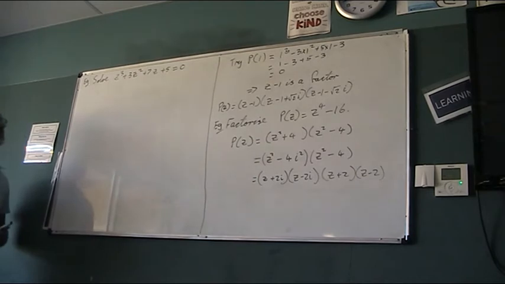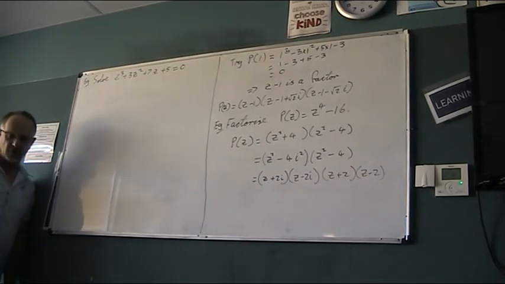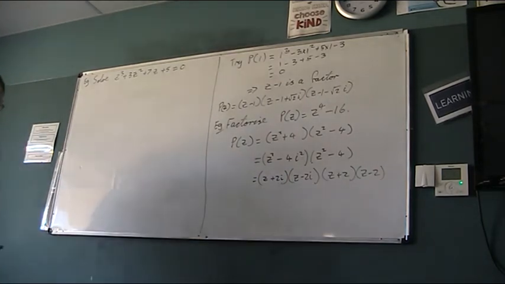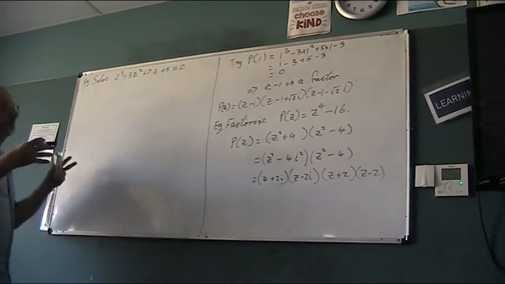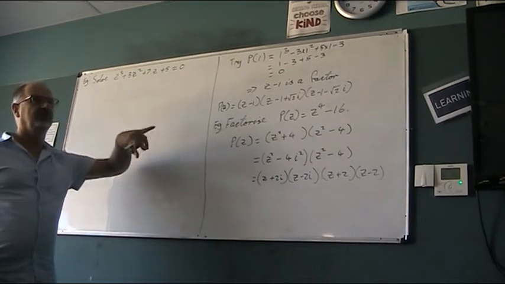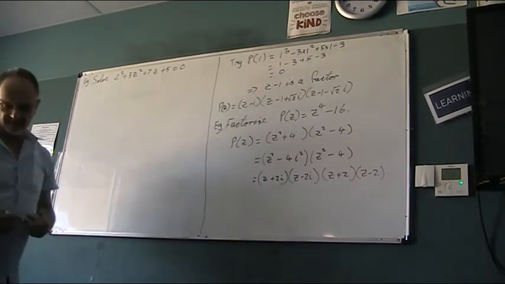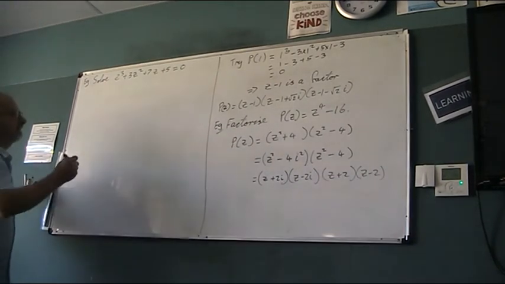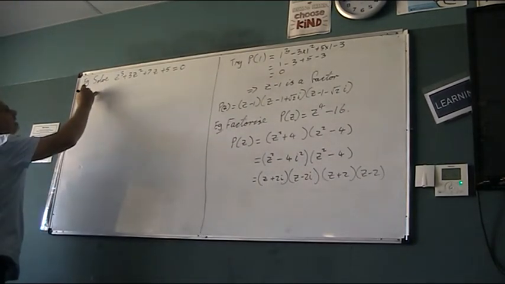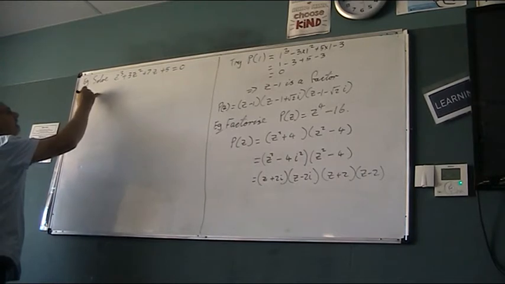So this one here asks us to solve. So what do we need to do to solve? What's the process that we use? It's the first thing we do. We factorise, thank you. We factorise to get factors, and then we can use the null factor law that equals 0. So let's have a look.